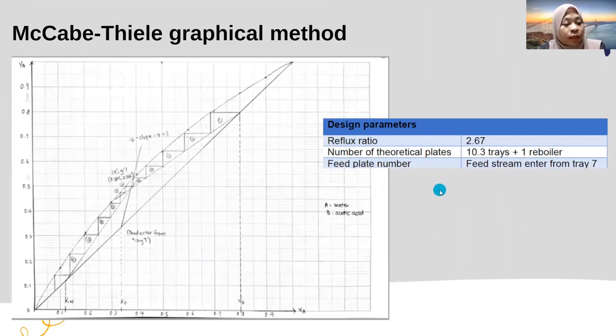So in the design column calculation, we use the McCabe-Thiele graphical method. It is used to indicate the number of theoretical trays for us to achieve the desired product. A reflux ratio of 2.67 is used to achieve this separation. This graph gives the value of the theoretical plates, which is 10.33 plus 1 reboiler, and it is determined that the feed enters from tray 7.